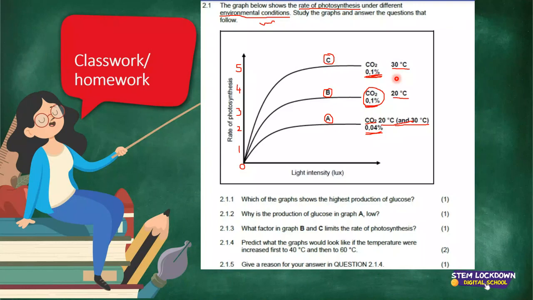Okay, question 2.1.4 reads, predict what the graph would look like if the temperature were increased first to 40 degrees Celsius and then to 60 degrees Celsius. Predict what the graph would look like. They're saying predict, they're not saying draw your prediction. So you obviously need to answer in words.